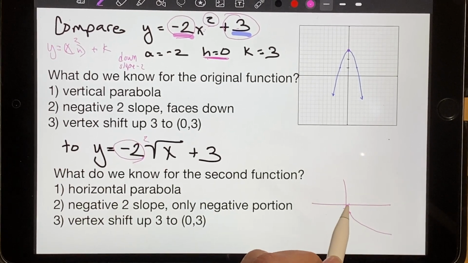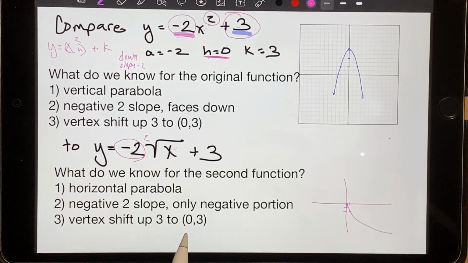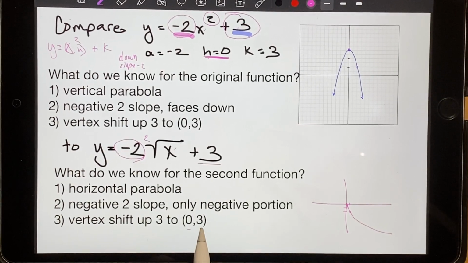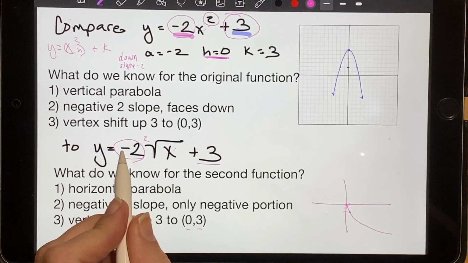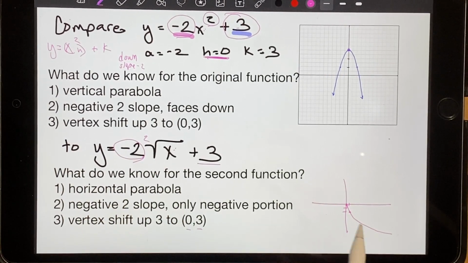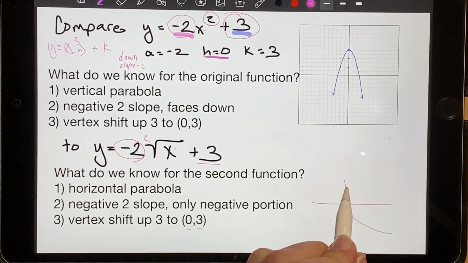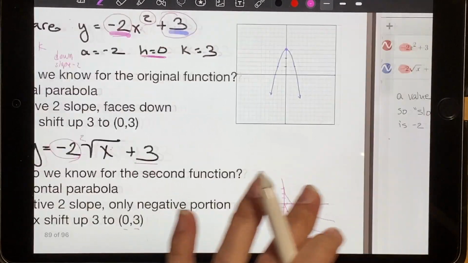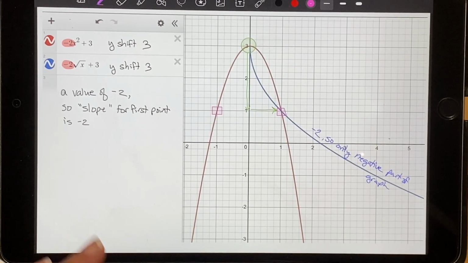And we know that our vertex needs to move. There's nothing added to x, so we've got a 0 for our h, and we have a positive 3 for our k. So I'm going to take my basic graph of negative 2 square root of x, and I'm going to move it up. And I'd go 1, 2, 3, and then I would redraw it that way. So let's see what it looks like on the real ones.